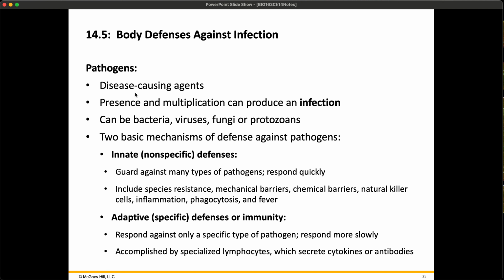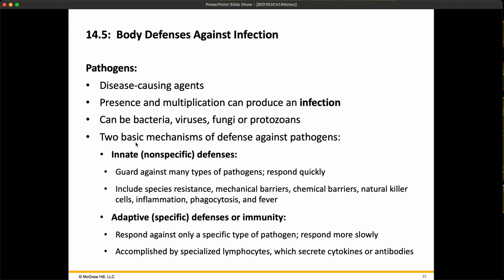This can be a bacteria like E. coli. It could be a virus like the influenza virus. It could be pathogens like intestinal parasites, things like that. These are all different types of things that can cause disease, cause illness in the body. And so our body has multiple ways to protect against this.